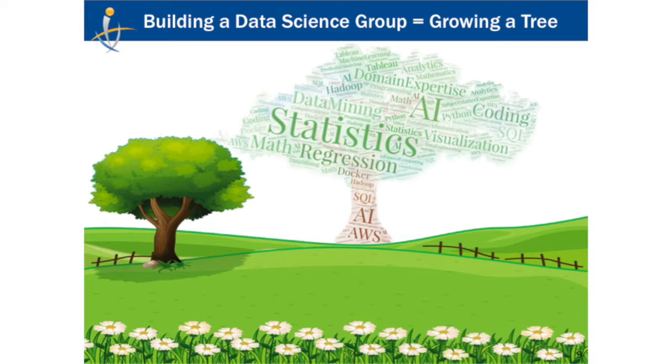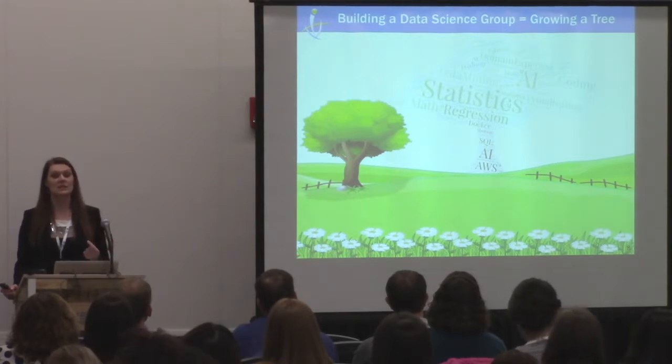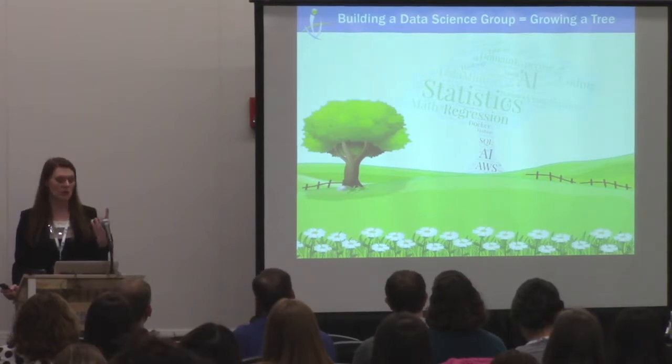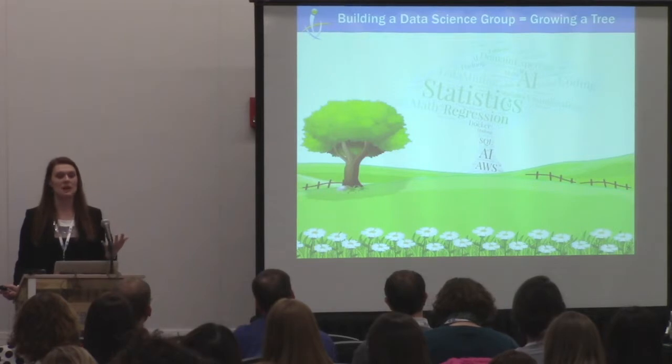So we're not only looking at one data scientist, but the group. The data scientist is going to be your visionary when it comes to what that group is going to be doing. And so I like to think of it as growing a tree. So you need a foundation of tools: your R, your machine learning algorithms, using AWS, working with SQL and databases, Python, all these kinds of things.